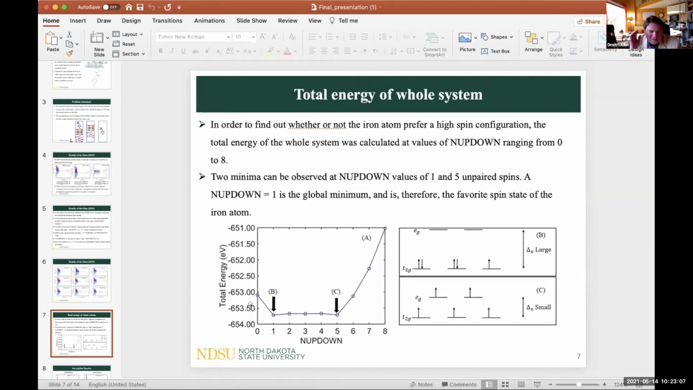I have one question or comment. Based on the figure that you are displaying, panel B and C, which one will provide lower minimal transition energy? Configuration B or configuration C? I think B.